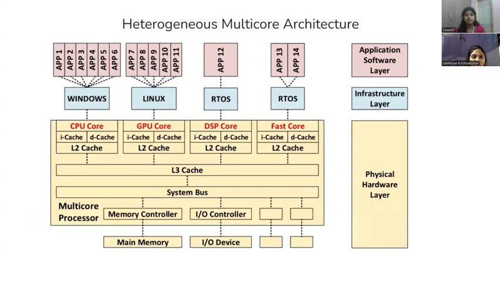So what is the next? Speaking about the heterogeneous multi-core architecture, this is a diagram representing the heterogeneous multi-core architecture. There are certain similarities between the homogeneous and heterogeneous. So now we look into detail about the heterogeneous.